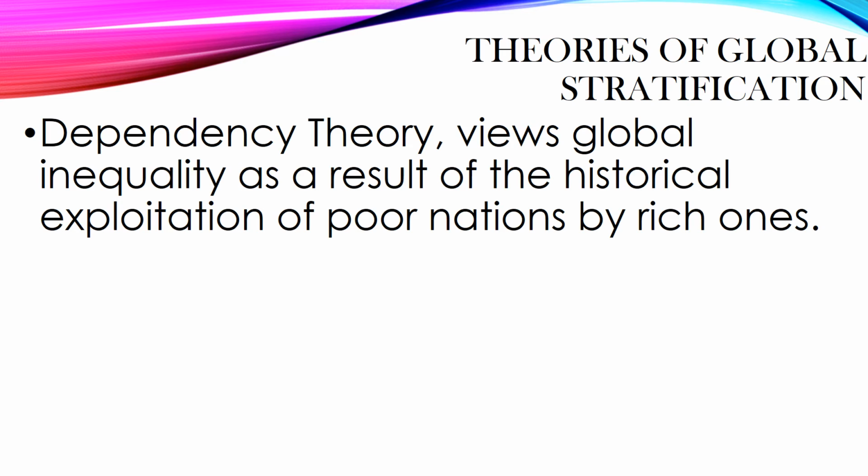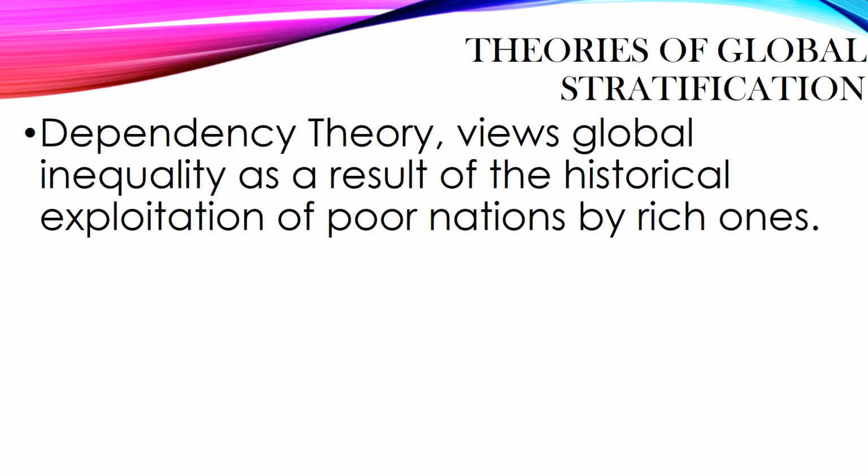has a view wherein global inequality is the result of the historical exploitation of poor nations by rich ones. It maintains that colonialism created global inequality beginning 500 years ago, just like what we have discussed previously. Colonialism gives rise to rich nations and underdeveloped poor nations. This process continues today in the form of neocolonialism, or the economic exploitation of poor nations by multinational corporations.